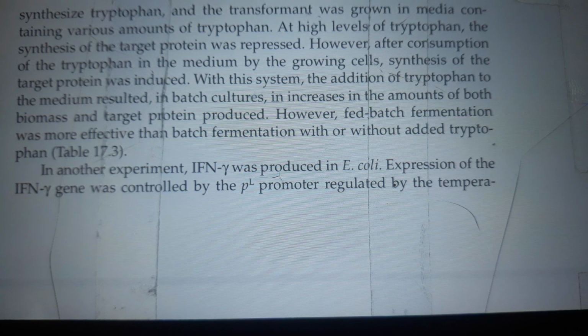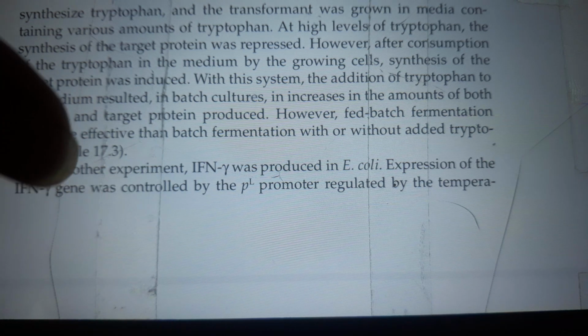However, after consumption of tryptophan in the medium by growing cells, synthesis of the target protein was induced. With the system, the addition of tryptophan to the medium resulted in batch cultures and increases in the amount of biomass and the target protein produced. However, fed batch fermentation was more effective than batch fermentation with or without added tryptophan.